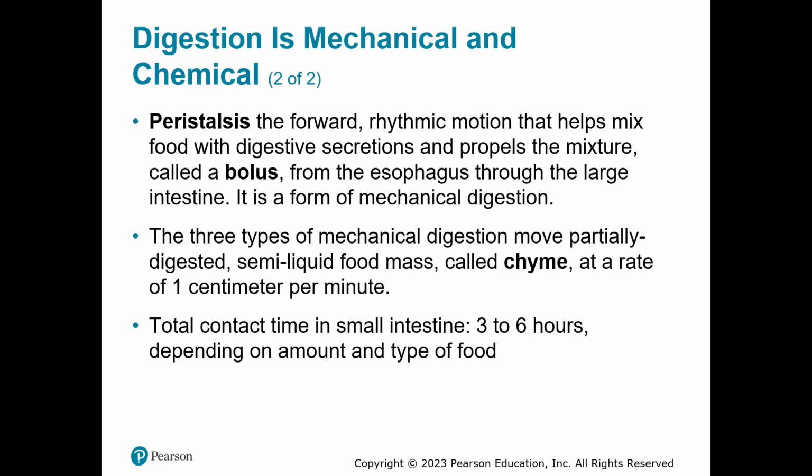And it will take about 3 to 6 hours for that food to move through the small intestine, which gives us a long time to finish digesting that food stuff and absorb all of those really important nutrients. And the length of time it takes to travel through the small intestine depends on what type of food you've eaten, whether it's protein heavy or carb heavy or lipid heavy, will determine how long it's going to spend in the small intestine.